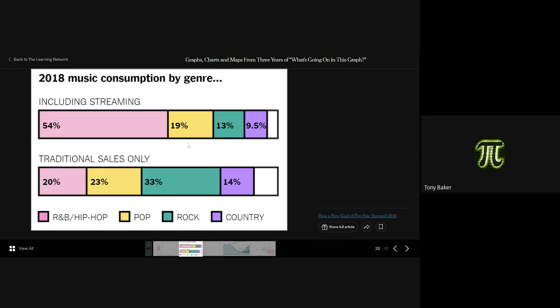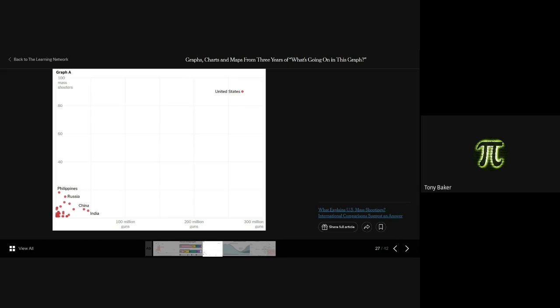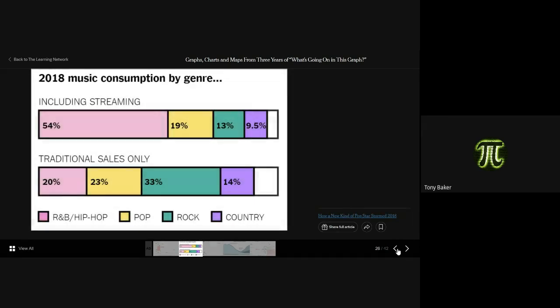Really nice little bar graph. This one. So traditional sales would be anything other than streaming, so that you bought the CD, or now vinyls are coming back. Or I would assume that also means if you bought it digitally. This would be if you're just streaming on like Spotify, Apple Music, things like that.